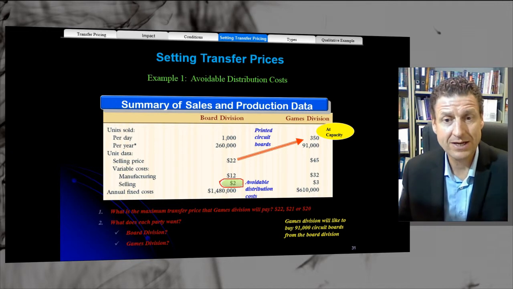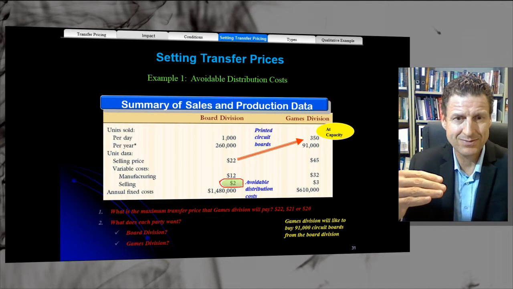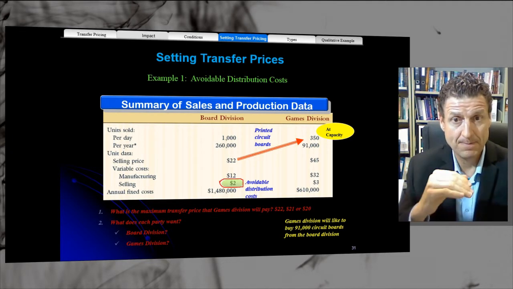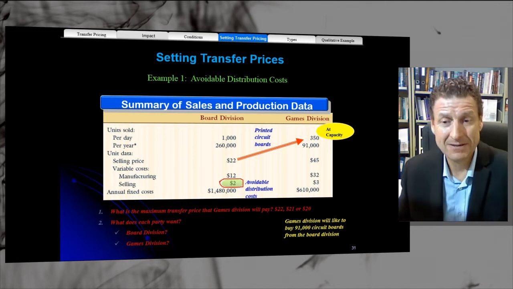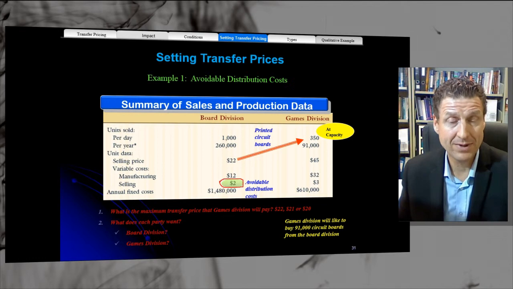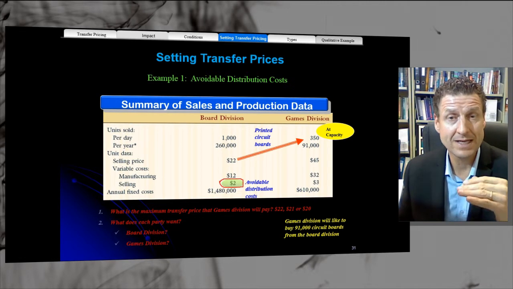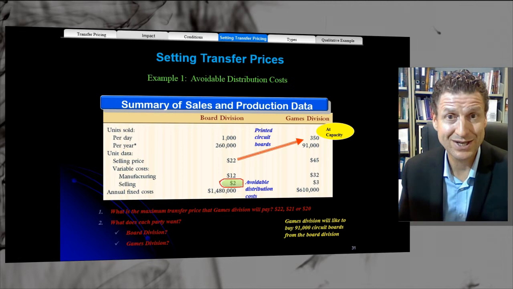So we start to get a feel for some range of transfer pricing. At the maximum, board division would like to receive, say, $20. Maybe they'd like to receive $22, okay? All right. Now, what is the minimum they would receive? Well, it could range from just $12. $12 could be the minimum, but that's if board division has excess capacity, you see.